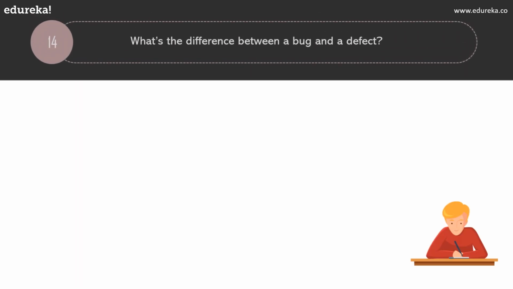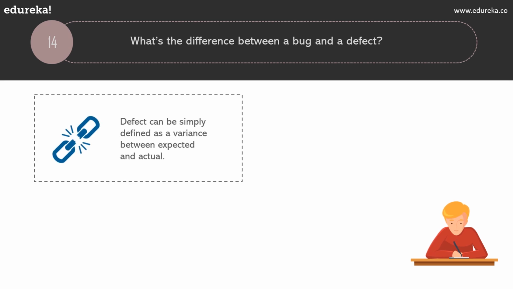Moving on to the next question, what's the difference between a bug and a defect? So a defect is simply defined as a variance or difference between expected and actual result. It's an error found after the application goes into production. It commonly refers to several troubles with software products, with its external behavior or with its internal feature. So the key point is, a defect is an error which is found after the application goes into production.